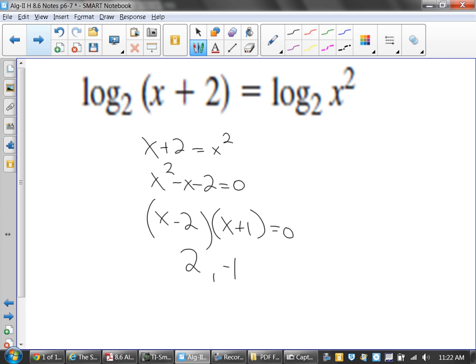They both work. Again, there will be times when you have factoring problems and you get one of them to work, both of them to work, or none of them to work. It is completely, totally possible.